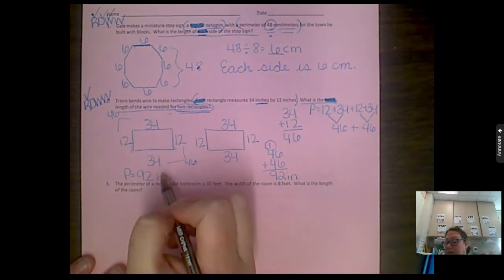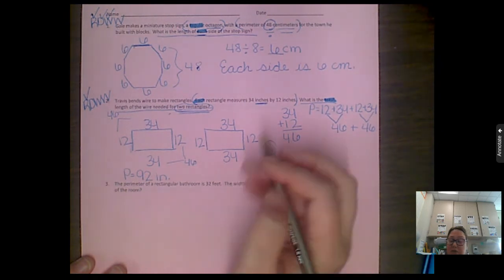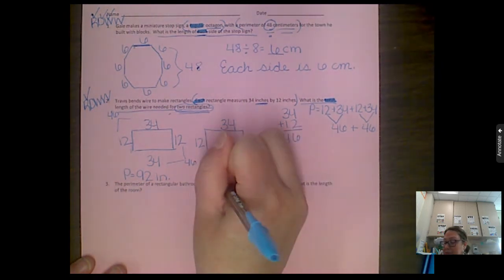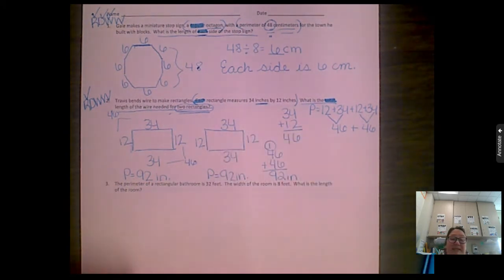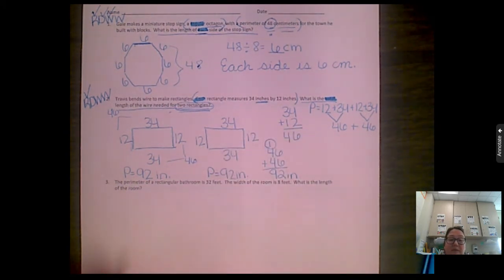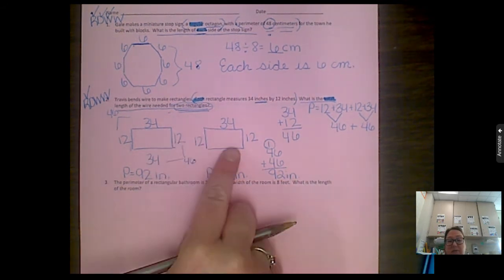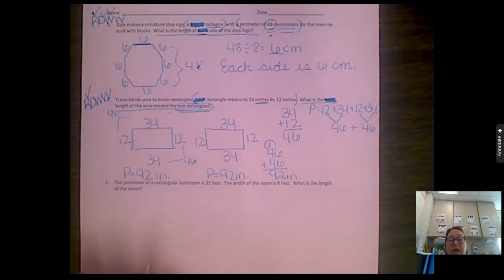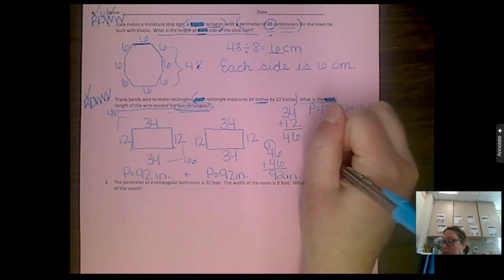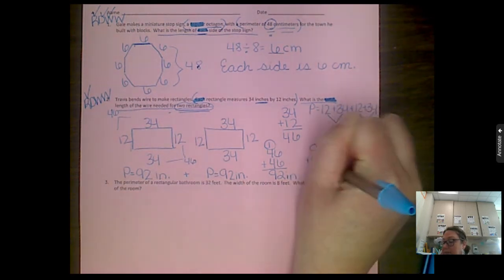So if this one equals 92 inches, what does this one equal? 92 inches, right? So we can put the same thing. P equals 92 inches. Am I done? No, I need to find what the total would be of both of these rectangles because I want to know what is the total length of wire needed for 2 rectangles. So I'm going to add 92 plus 92.